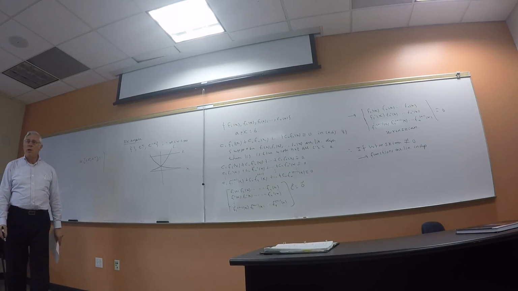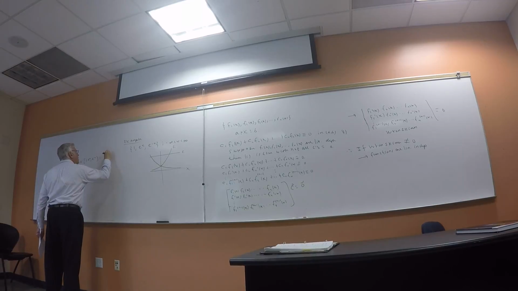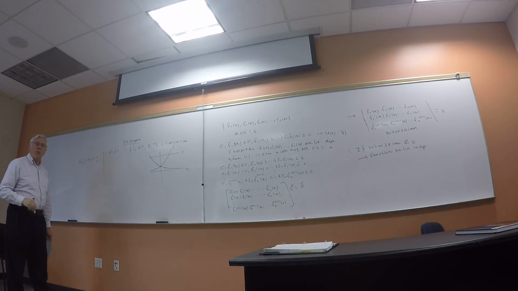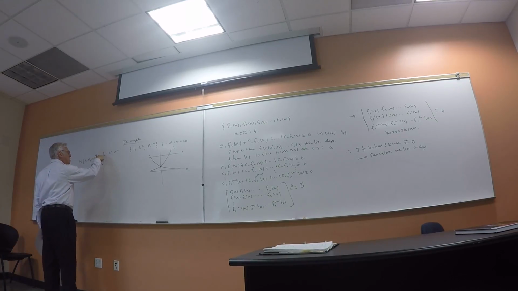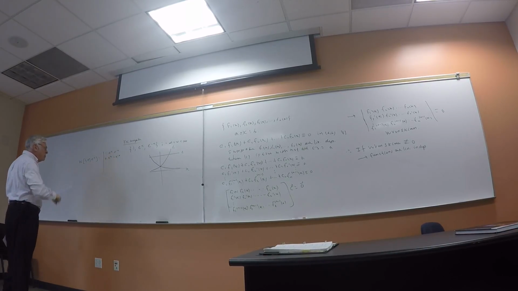What's in the first row? The 3 functions, which would be 1, e to the x, and e to the minus x. What's in the second row? You take the derivative of those functions. 1 differentiates to 0. The derivative of e to the x is e to the x. And be careful here, it's minus e to the minus x.